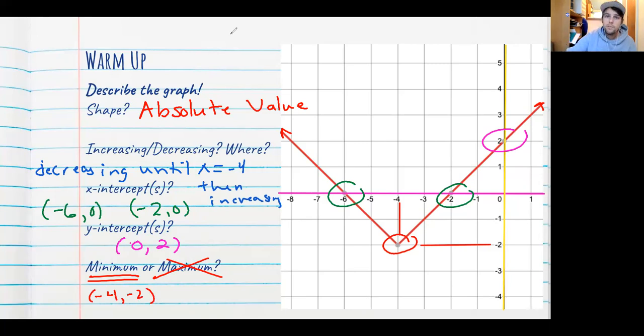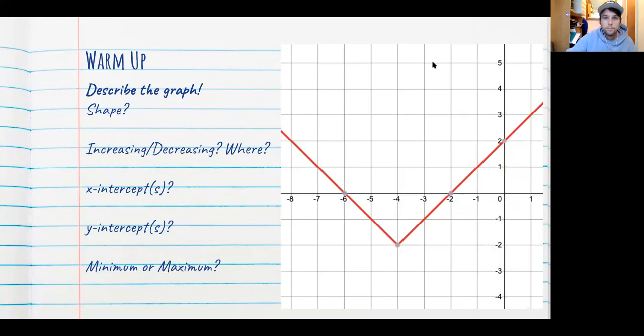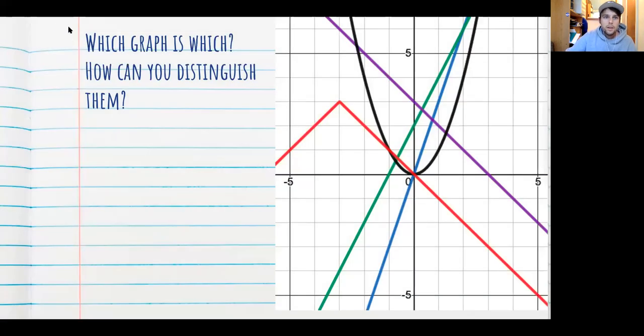All right, let's go ahead and move on to the content for today. Okay, which graph is which? How can you distinguish them? Well, we can see we have a few different graphs. We have this red graph here, which looks like an absolute value graph. We have this black graph, which looks like a parabola, and then we have a few lines: a purple line, a green line, and a blue line.